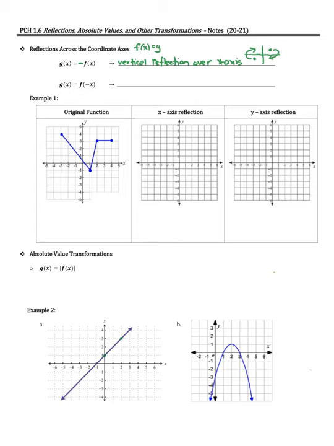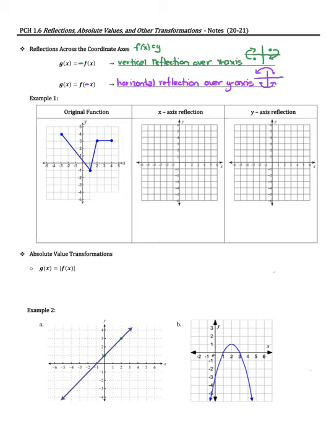Then if you put that negative on the inside, you're taking the opposite of whatever x is. So that's considered a horizontal reflection. And since it's working horizontally, it's going to go over the y-axis. So that means that if your point is over here, it's going to move to over here, or if it was over here, if your x was negative, now it's going to go over here. All right? So that's how reflections would work.